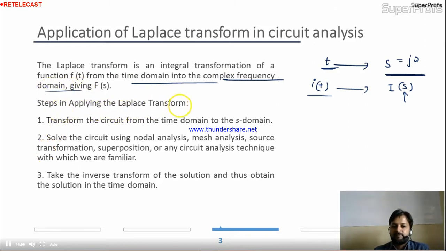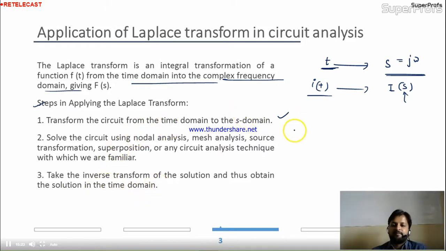Steps in applying the Laplace transform. So what are the steps? Transform the circuit from the time domain to the S domain. First, if you have any circuit, transform it into the frequency domain S. Solve the circuit using nodal analysis, mesh analysis, and other such methods. Take the inverse transform of the solution and thus obtain the solution in the time domain.